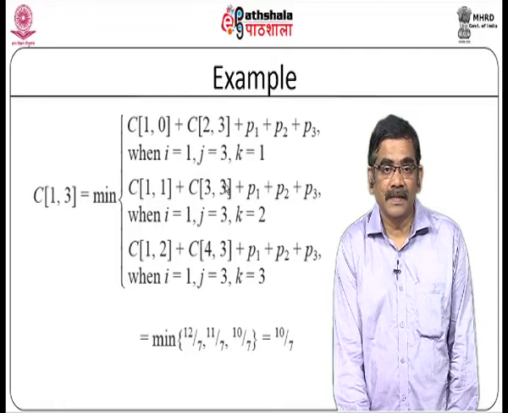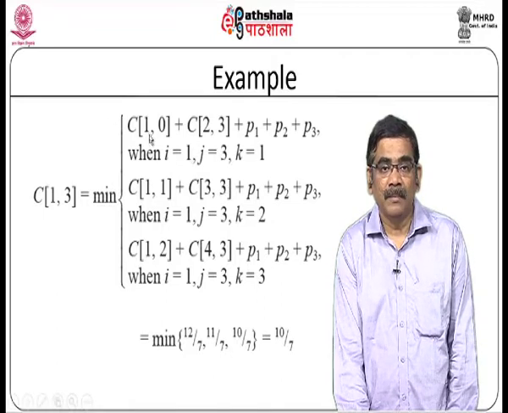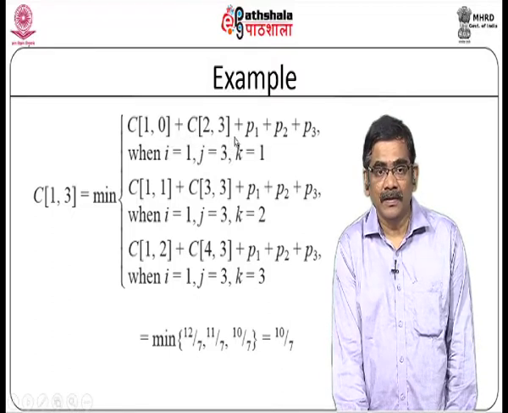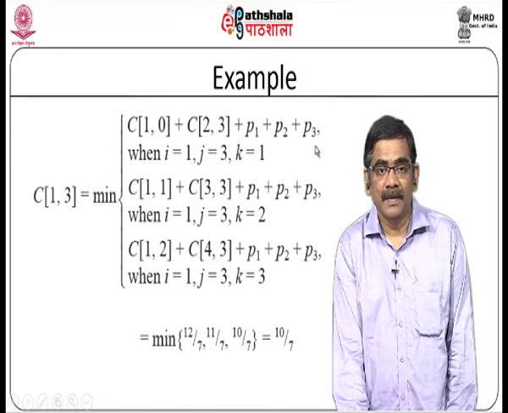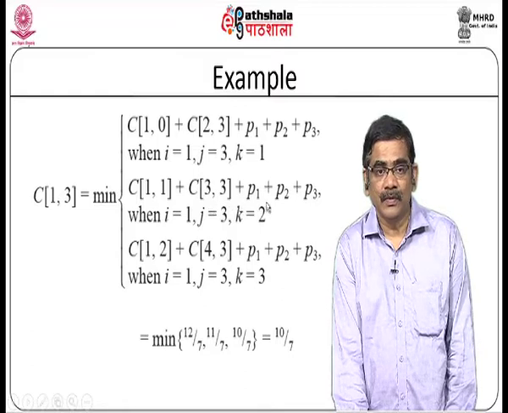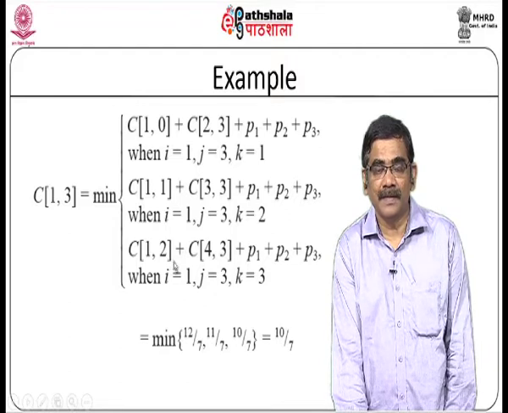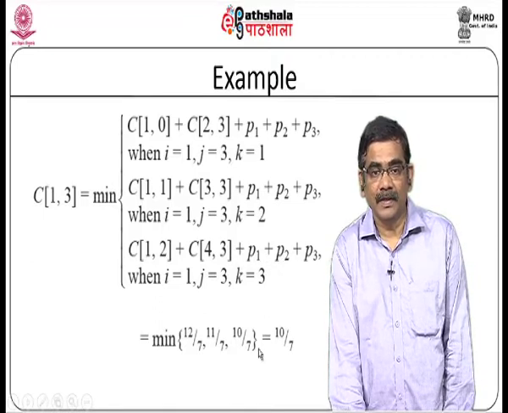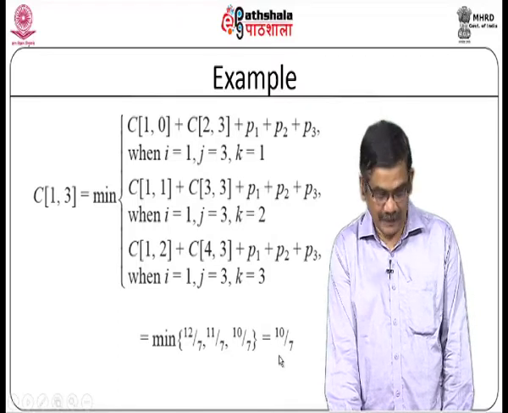So, it is going to be C of 1 comma 0 plus C of 2 comma 3 which we have already computed. So, 3 elements. So, it is P 1 plus P 2 plus P 3. Similarly, you can say it is going to be C of 1 comma 1 plus C of 3 comma 3. Another possibility is C of 1 comma 2 plus C of 4 comma 3 plus P 1 P 2 P 3. So, you can see that the minimum of that is going to be 10 by 7.